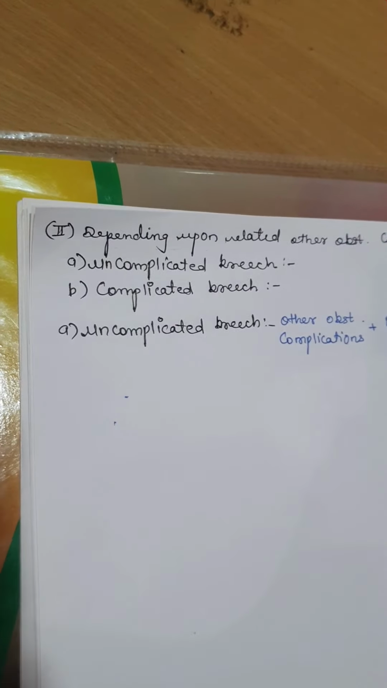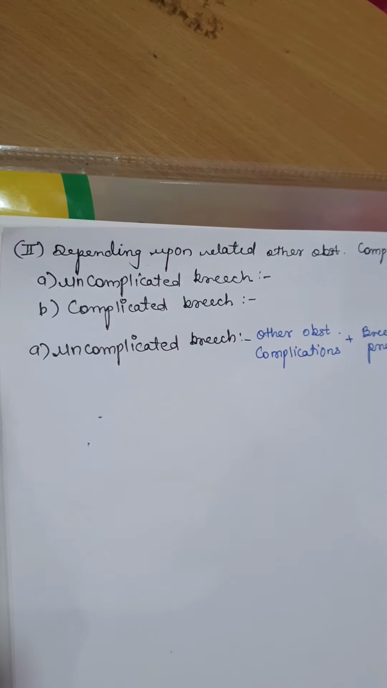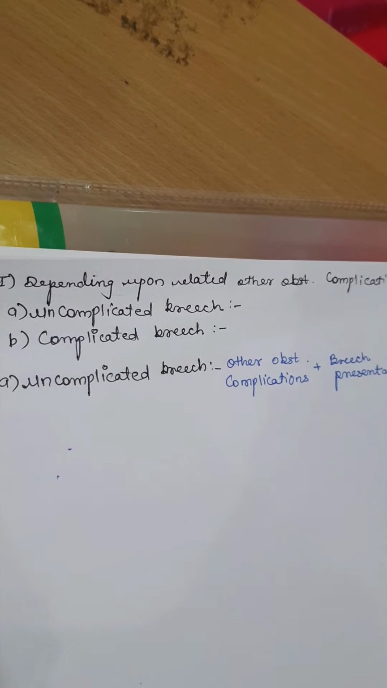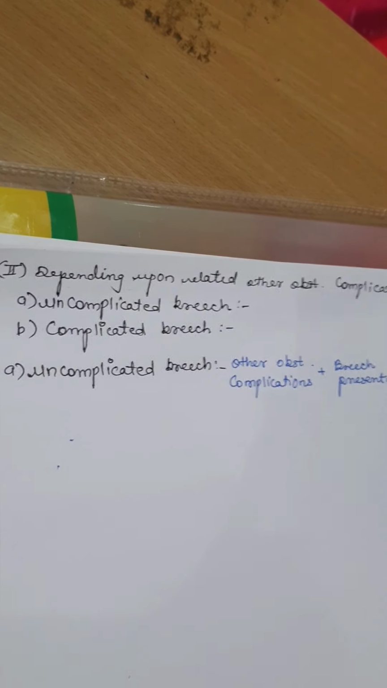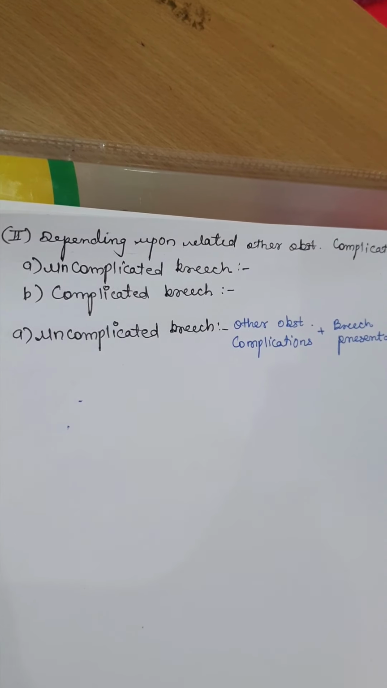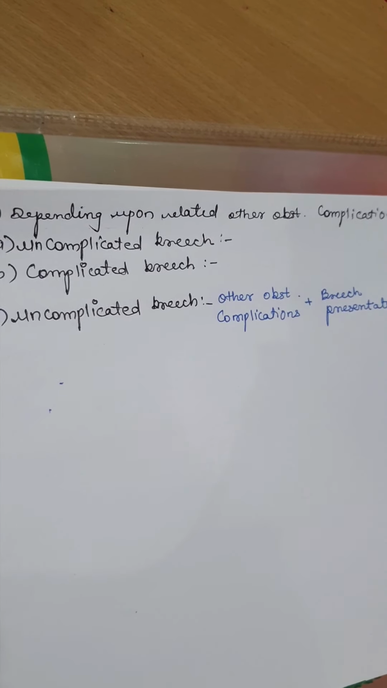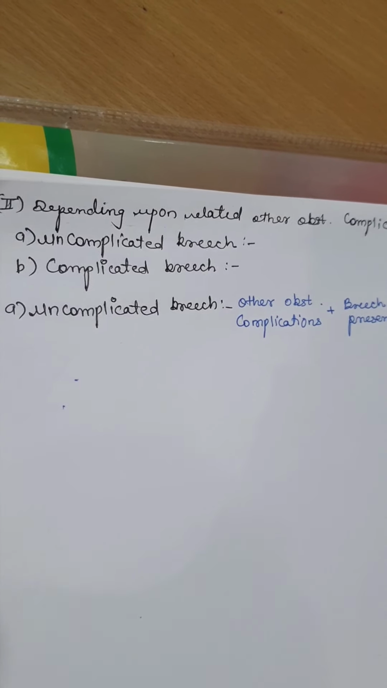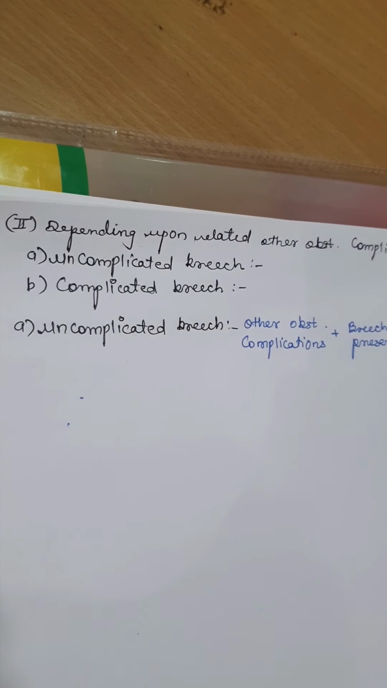Now we will see the second classification depending upon the related other obstetric complications. Depending upon that, the breech presentation is classified into 2 types. First one is the uncomplicated breech and second is the complicated breech. This classification is dependent upon the clinical varieties of the breech. Here an attempt is made to find out the dangers which are present along with the breech presentation, or how the breech presentation is substituted clinically.